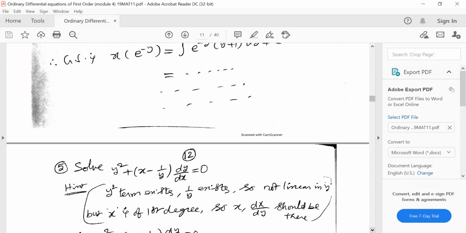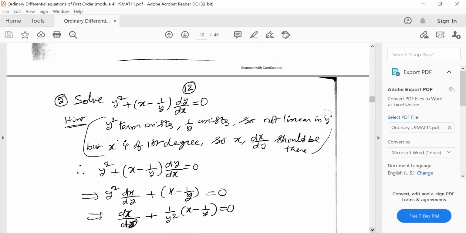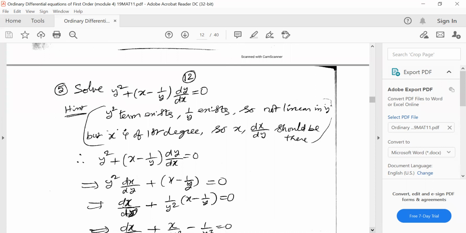It's very easy to finish the answer. So like this we can do and try with the linear if it is possible. See, y square is there here and plus x minus 1 by y dy by dx is there. So can it be considered as linear in y or not? If we check, y square term exists, 1 by y exists. So it cannot be linear in y is one of the hints. But x term is there and it is of first degree, then we can have it as linear in x. That is also one of the hints.